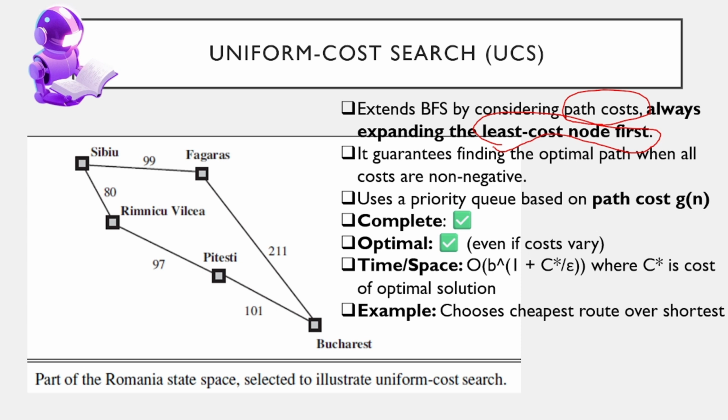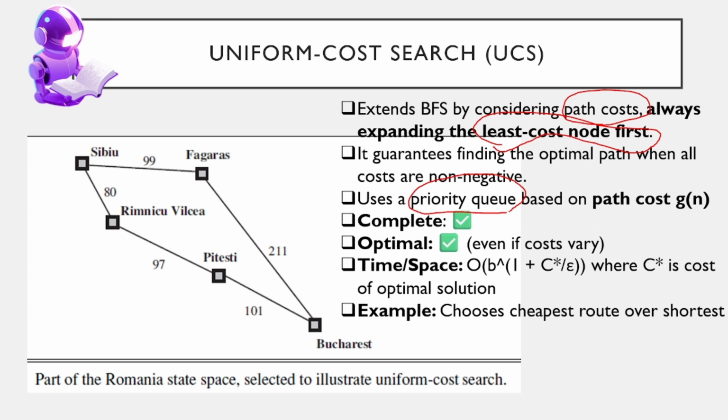To do this, UCS uses a priority queue based on the path cost, often written as g(n), meaning the cost from the start node to node n. At every step, UCS picks the node in the frontier with the smallest g(n) value and expands that one next.